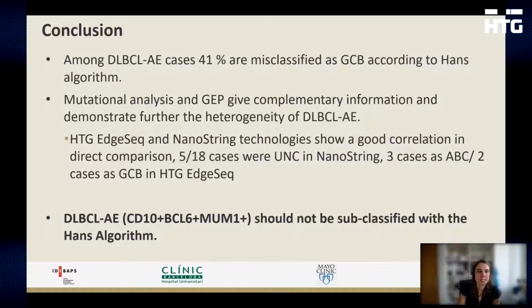Finally, I want to state that the DLBCL with aberrant expression of CD10, BCL6, and MUM1 should not be classified with the Hans algorithm, since this is a very heterogeneous group of cases.